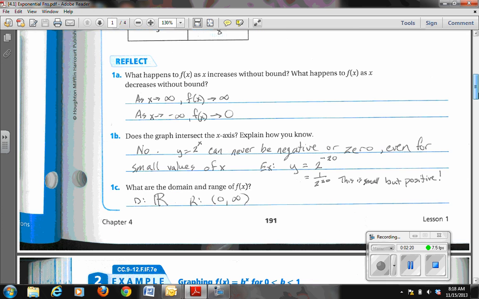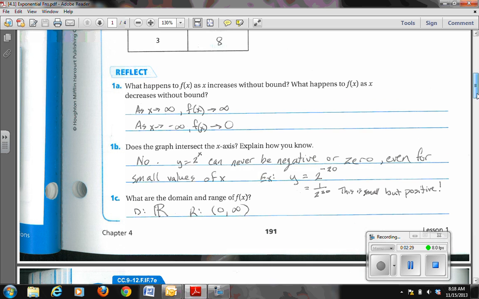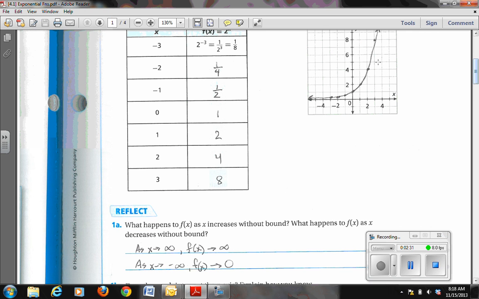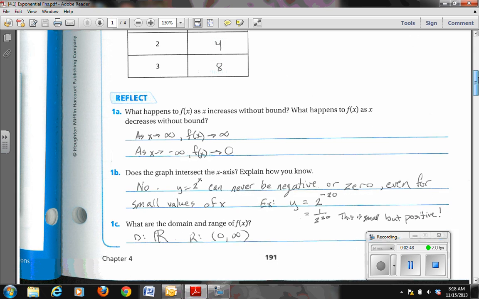Okay, so they have some reflect questions. First one says what happens as x gets bigger, and then what happens as x gets smaller. So this is our end behavior that we talked about in the previous chapter. As you can see, off on the right it goes up, and off on the left it's flattening out at a height of 0. So again, as x goes to infinity, f of x goes to infinity, but as x goes to minus infinity, f of x approaches 0. Definitely different from what we were looking at last chapter with polynomials.